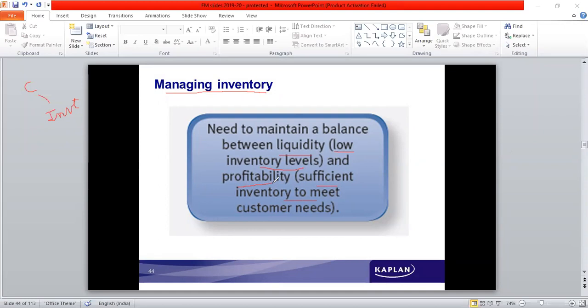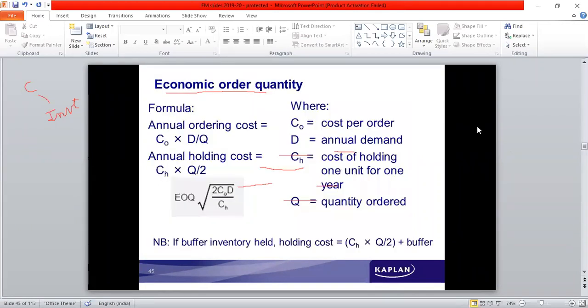So there is an issue with a low inventory level, that is they will not have sufficient funds, or liquidity is affected. A high amount of inventory will ensure them the profitability. But too much investment in inventory is also not advisable because the storage cost will drastically increase. Therefore, ideally speaking, the right amount of inventory level has to be decided, and that amount of inventory level should be maintained.